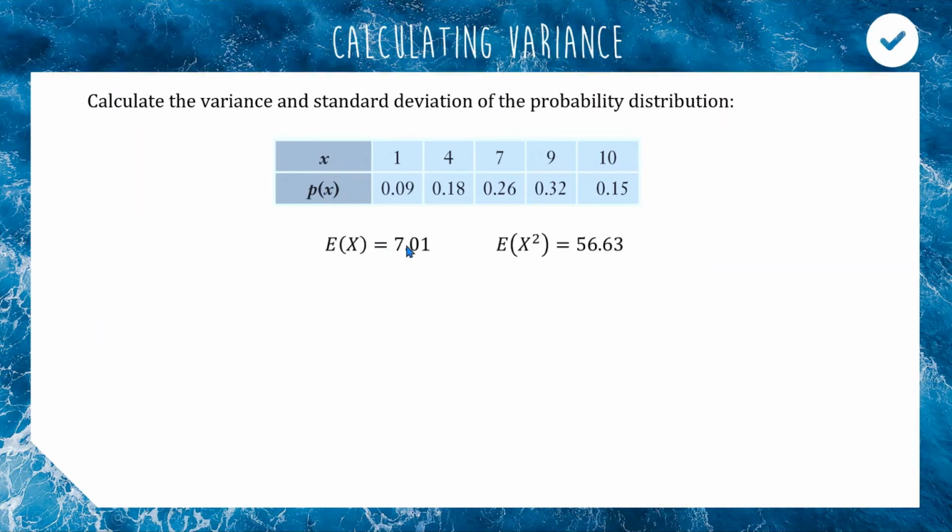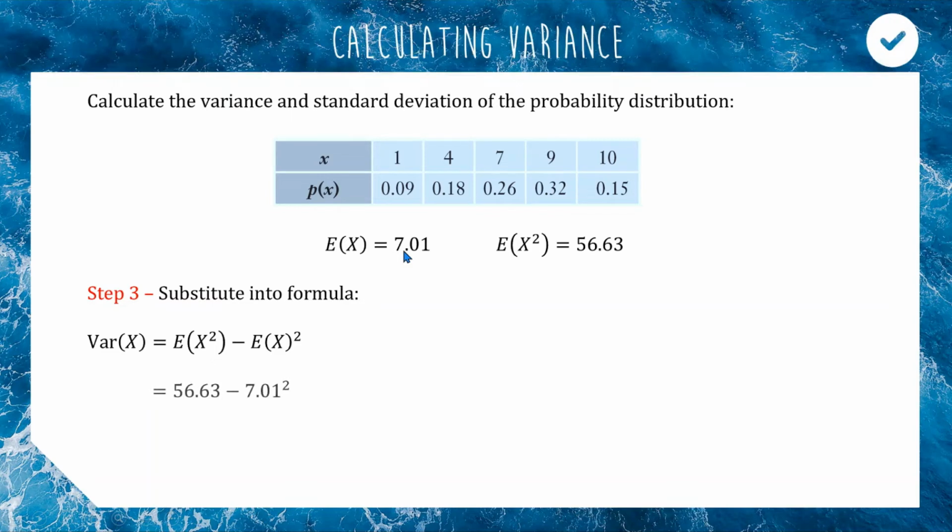So we have our expected value and we have the expected value of x squared. Now we apply our formula, which is that variance is the expected value of x squared, take away the expected value, squared. So all we need to do is 56.63, take away 7.01 squared. This will calculate our variance. We get a value of around 7.4899. So there is our variance value.